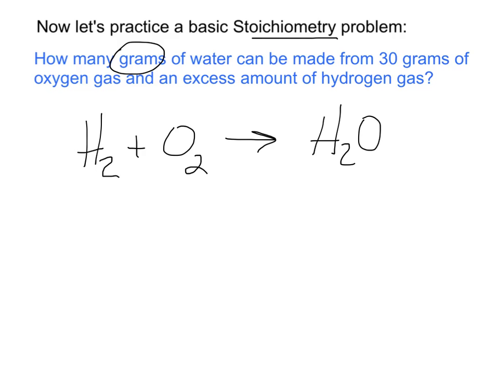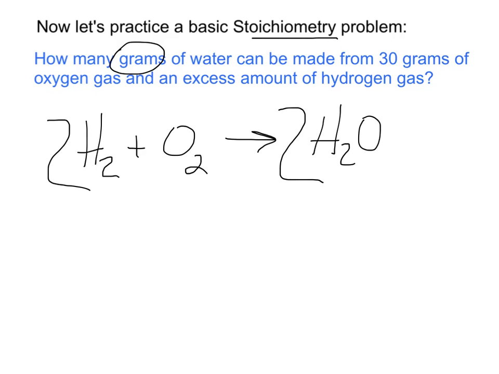Now I have to balance it. 2 hydrogens, 2 hydrogens. 2 oxygens here, 1 oxygen. I have to add a big 2. Now that changed my hydrogens. Now I have 4 hydrogens. I have to come over here and add a big 2. So now I have 4 hydrogens, 2 oxygens. 4 hydrogens, 2 oxygens. I'm balanced. So here's my basic chemical equation that I can start to use.